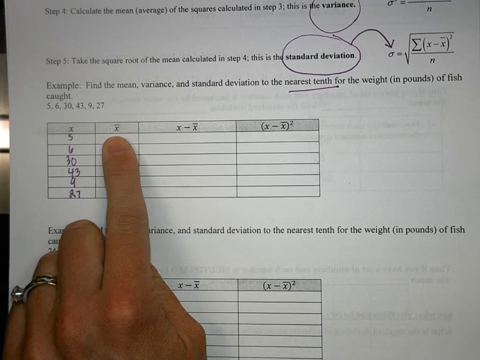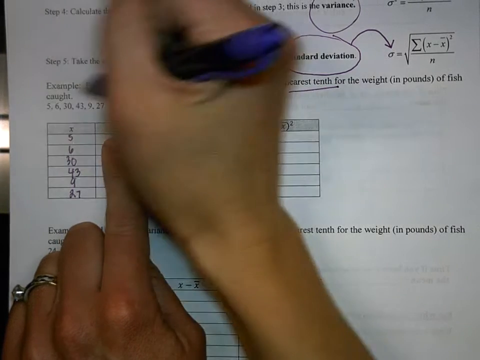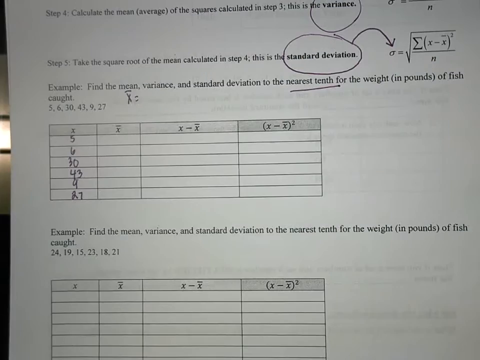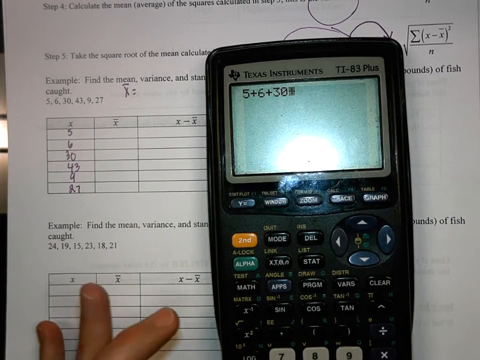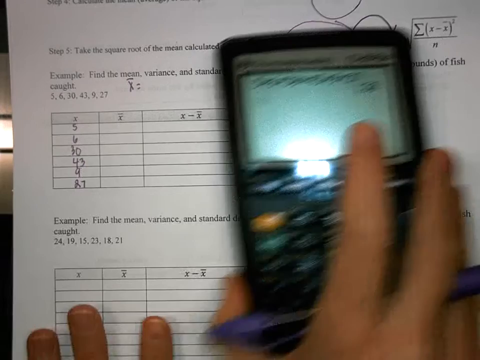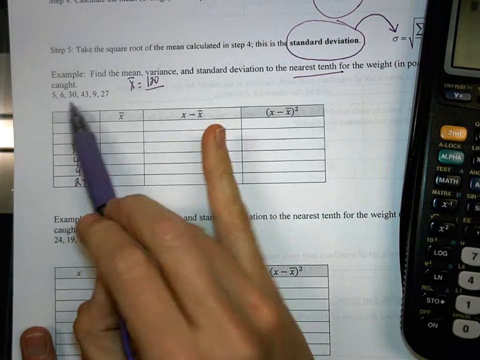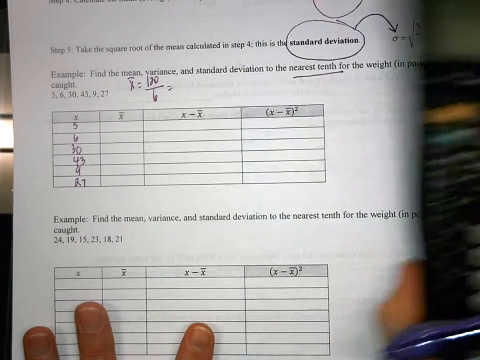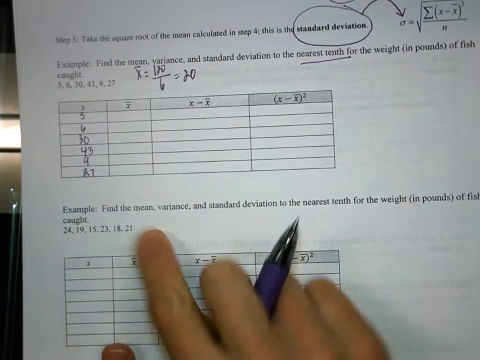Okay, what does that mean? The mean or average. Okay, so we need to find the mean of this set of data. How do we do that? Add them all together. So, 5 plus 6 plus 30 plus 43 plus 9 plus 27 equals 120. Divided by, how many pieces of data do we have? 6. And 120 divided by 6 is 20. So right here for the mean, we're going to write 20 in all of them.